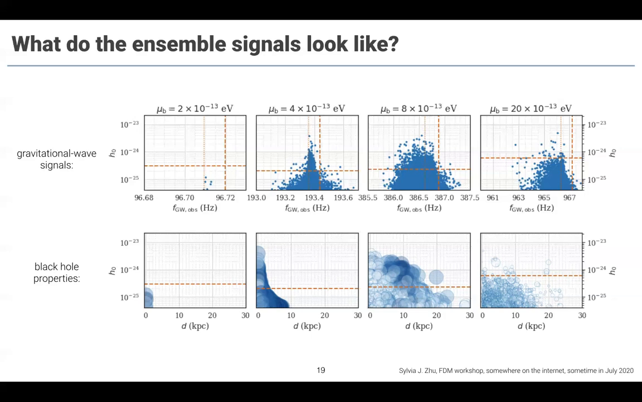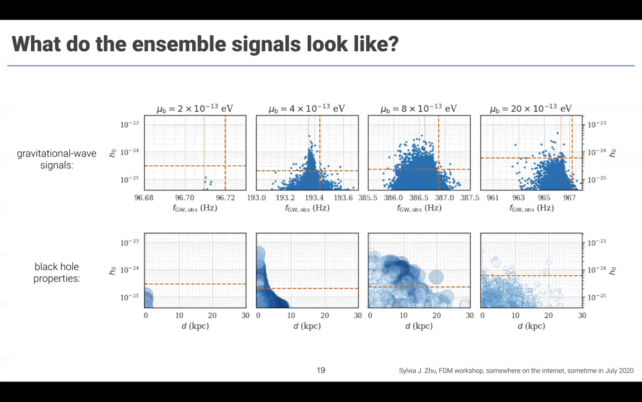And the size of the circles here gives you an idea of how massive the black hole is. So bigger, darker, bluer circles correspond to more massive black holes, and smaller, whiter, or more transparent circles correspond to lighter black holes.